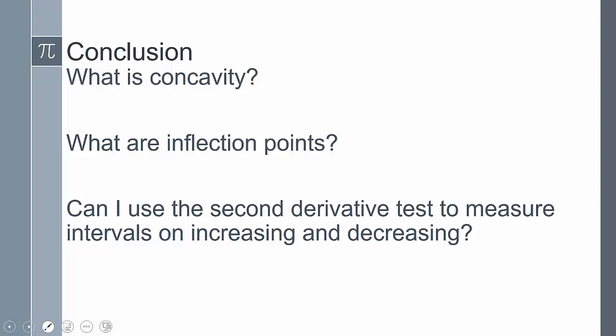Can I use the second derivative test to measure intervals of increasing and decreasing? The answer is yes, because the second derivative test tells you whether my slope is increasing or decreasing on that interval. So that's what we use the second derivative test for.